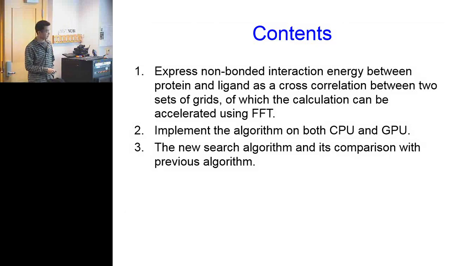So what we did is we express the non-bonded interaction energy, which is electrostatic interaction energy and van der Waals interaction energy, as a cross correlation between the protein and the ligand. Once we have done that, we can use FFT to accelerate that calculation. We implement the algorithm on both CPU and GPU and see a real speedup. We also compare our new algorithm with the previous one on a benchmark set.